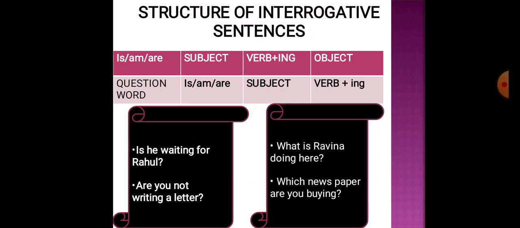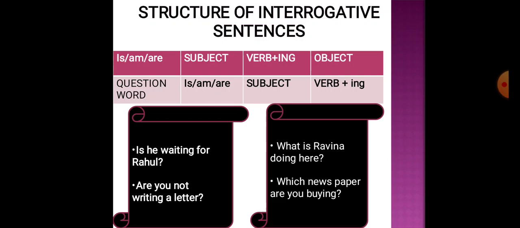Now the structure of interrogative sentences. First we'll see the questions which begin with an auxiliary verb, that is is/am/are. So here we'll use is/am/are, then subject and then present participle and the rest of the sentence. For example, is he waiting for Rahul? Are you not writing a letter?